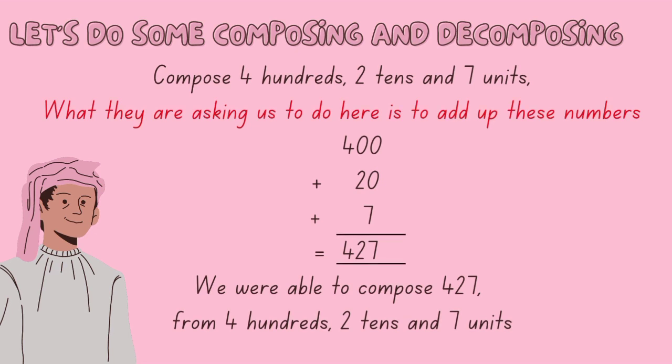Let's do some composing and decomposing. Compose 400, 2 tens and 7 units. What they are asking us to do here is to add up these numbers. 400 plus 20 plus 7. When you add up 400 plus 20 plus 7, you get 427. We're able to compose 427 from 400, 2 tens and 7 units.